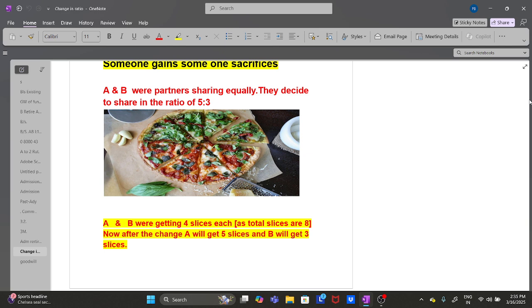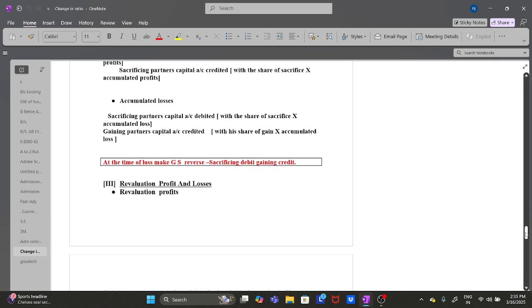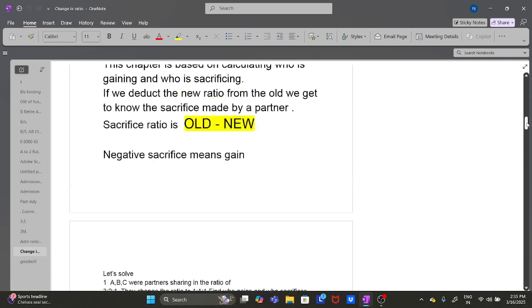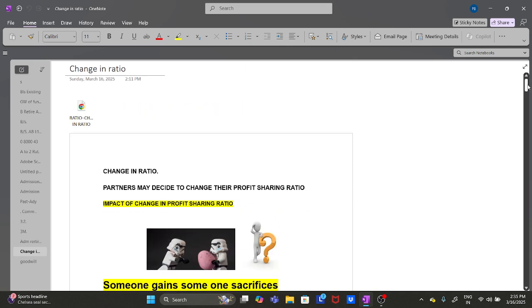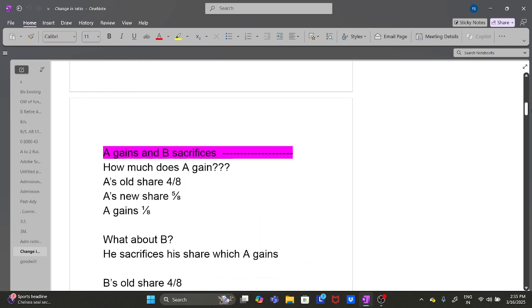This was pizza, but in business also there can be changes, and if someone is gaining or sacrificing, we need to make adjustments for the same accordingly. So today we'll be studying about this change in PSR. How do we handle this? How is the treatment of goodwill? How do we calculate the ratio?